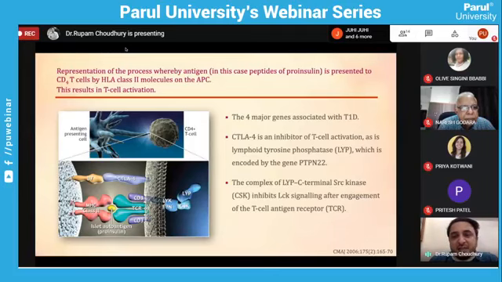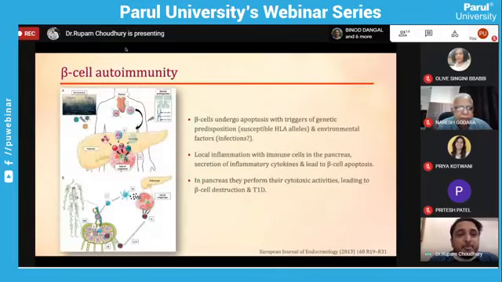The four major genes associated with type 1 diabetes include CTLA4, an inhibitor of T cell activation, and lymphoid tyrosine phosphatase, also known as LYP, which is encoded by the genes. So basically, this is the mechanism by which our own body attacks the beta cells, and hence the beta cells are destroyed and the patient lands up in severe hyperglycemia and ketosis.